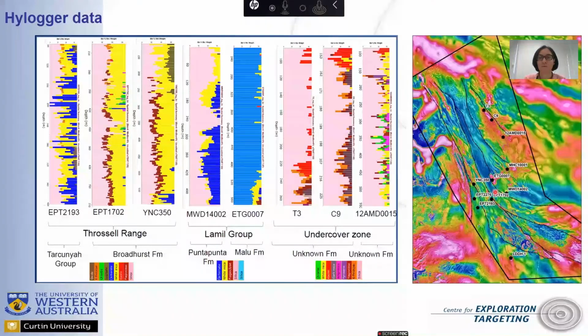When we move toward the Lamil group, we see in one of the cores we just have quartz, because of the sandstone and quartzite, but in the other part around here we have a high carbonate content. And when we move toward the north, the mineral assemblage is completely different from other parts of the area.